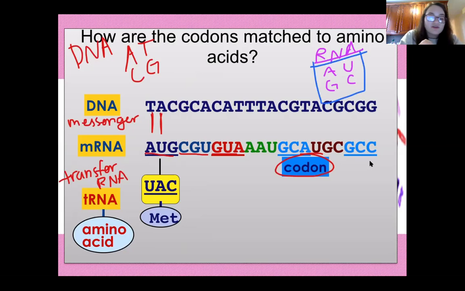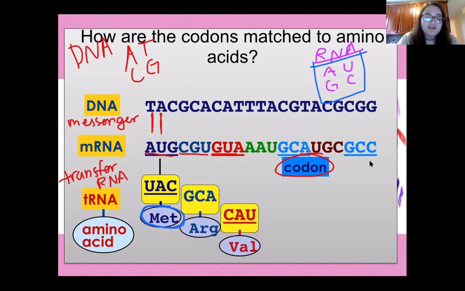So tRNA knows to come in and match up with it with the sequence UAC. And because it has UAC, it's carrying the amino acid MET, which stands for methionine. So tRNA is going to do that for every single sequence of this mRNA strand. And every single one of these codons is carrying a different amino acid.